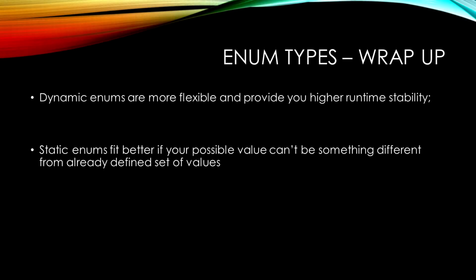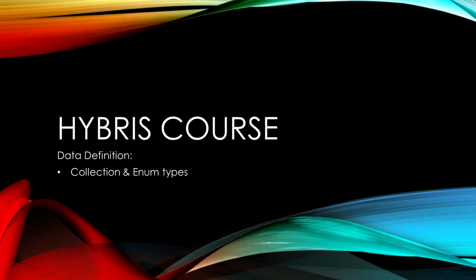To wrap up, I will say that dynamic enums are dynamic and flexible indeed. On the other hand, the static enums fit better if your value list is not going to change. That's it for the collection and enum types.